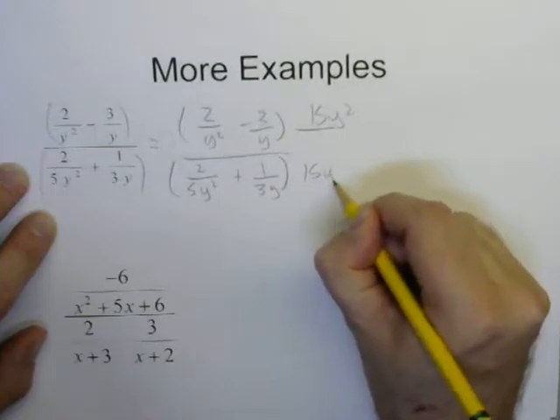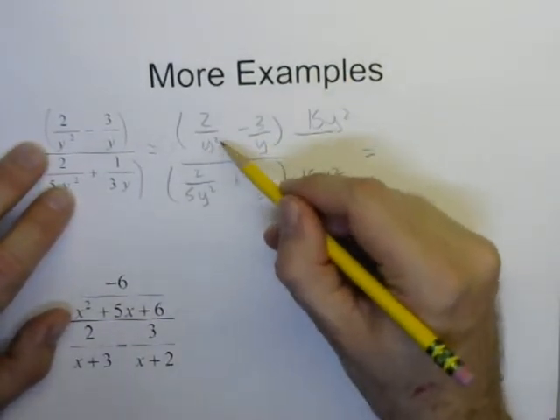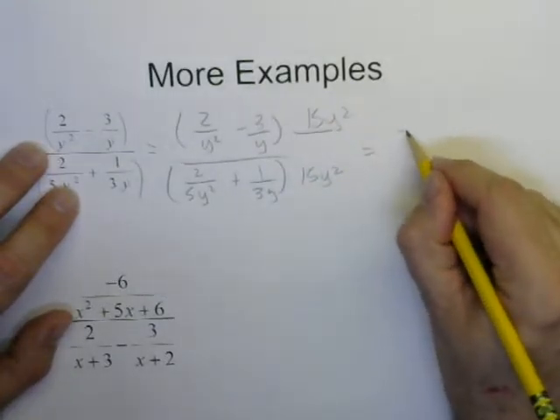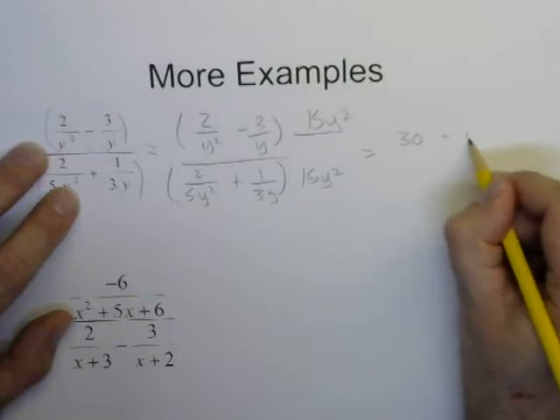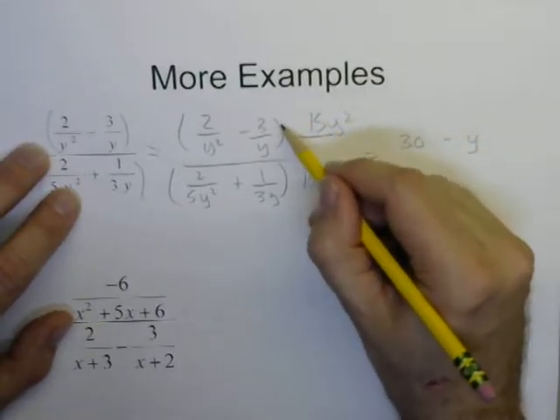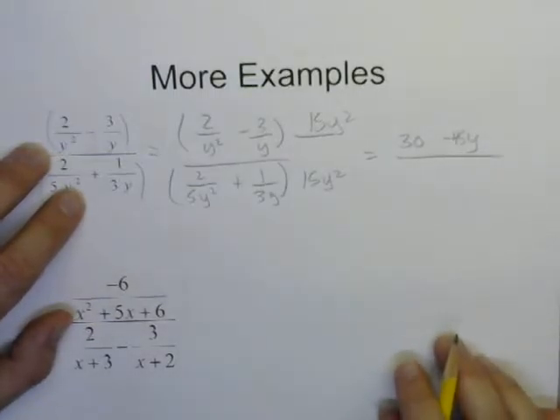Same thing for this fraction on the bottom. So if I do that, the y squareds will cancel here. I'll get 15 times 2, which is 30. Here this y will cancel with one of those y's, and I'll get 3 times 15, which is 45. So on the top, I'll get 30 minus 45y.